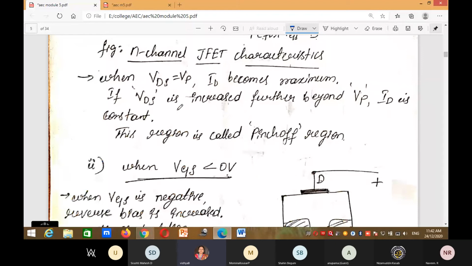When VDS is equal to VP, ID becomes maximum. If VDS is increased further beyond VP, ID is constant. If we go on after the depletion regions have joined, and we increase the voltage, VDS, beyond VP, then what happens? ID will remain constant only. This region is called the pinch-off region.